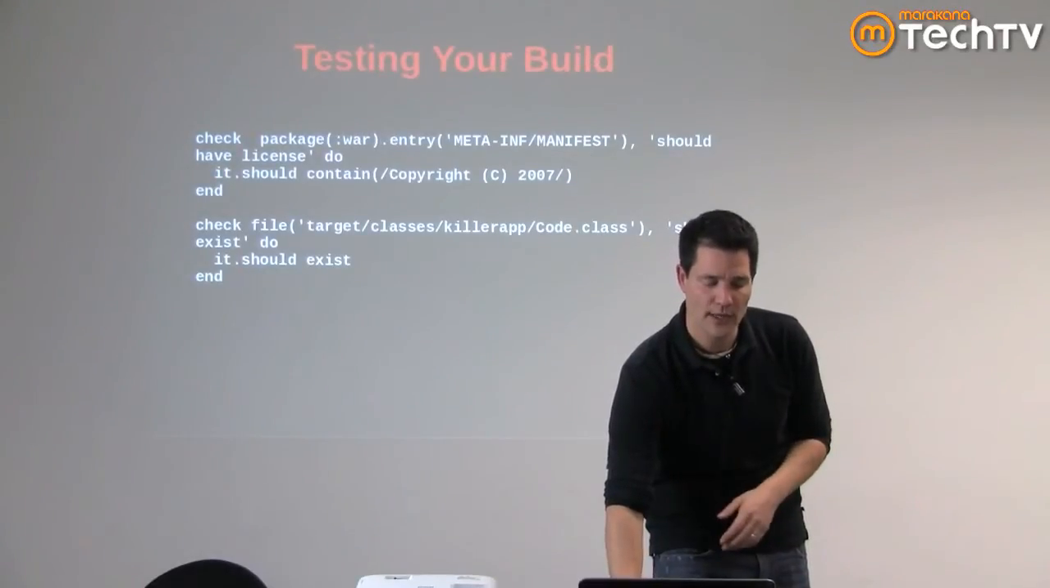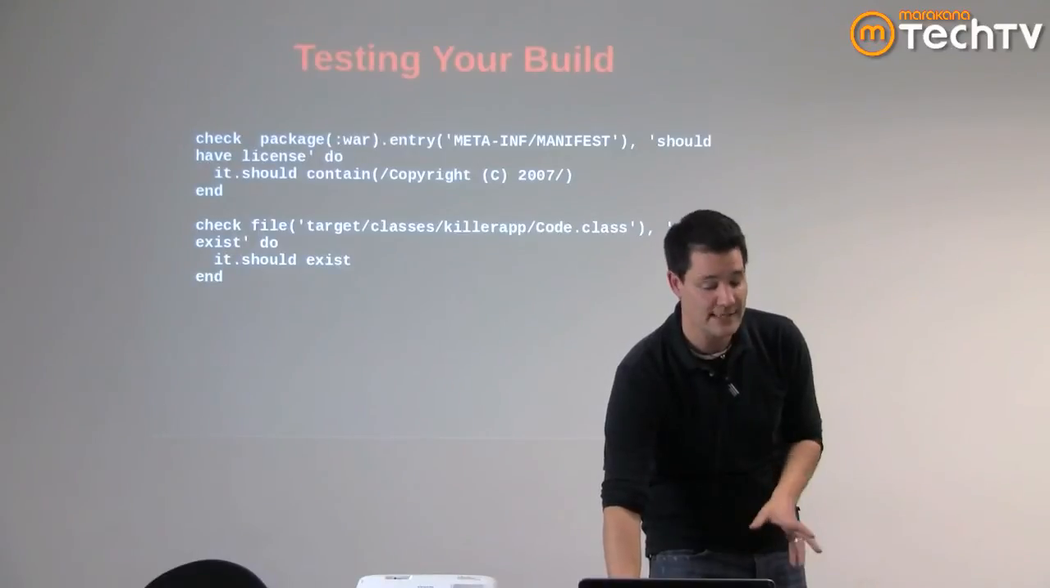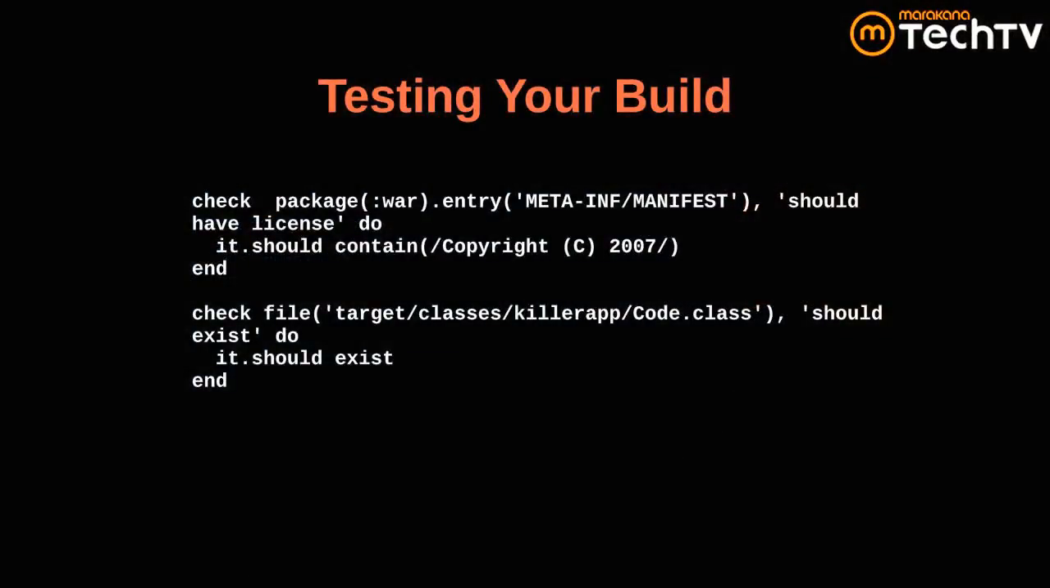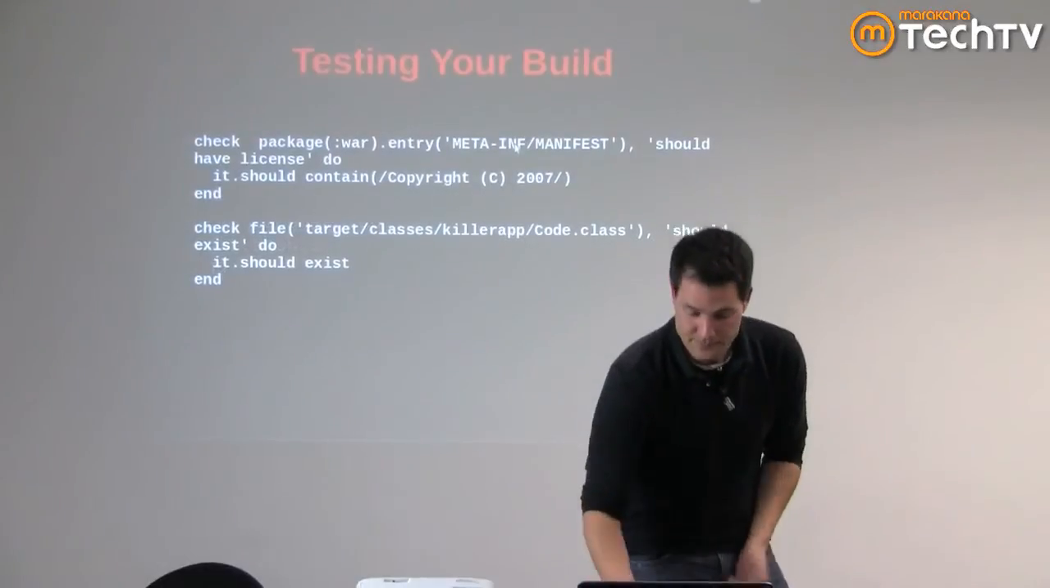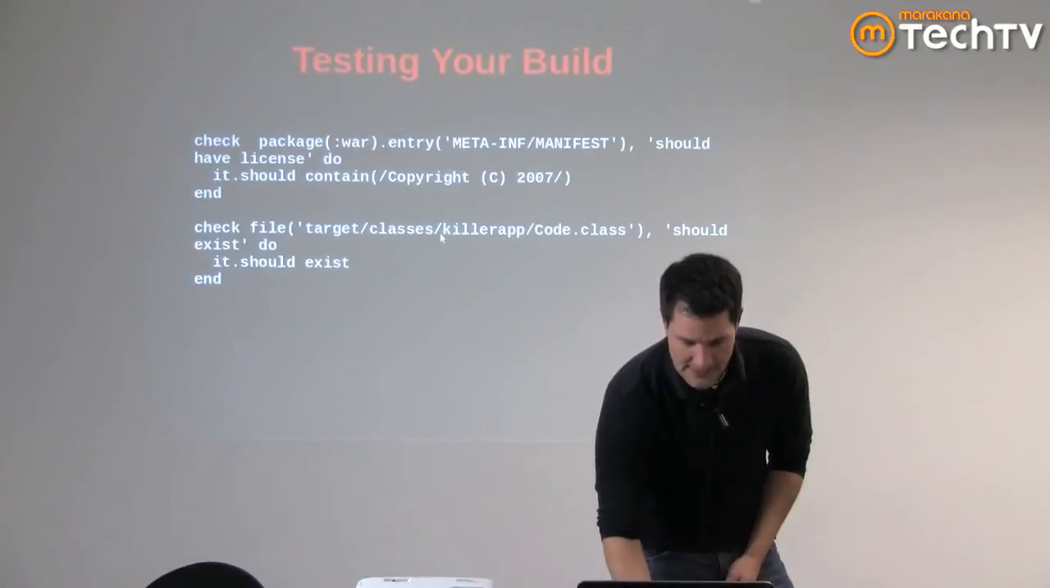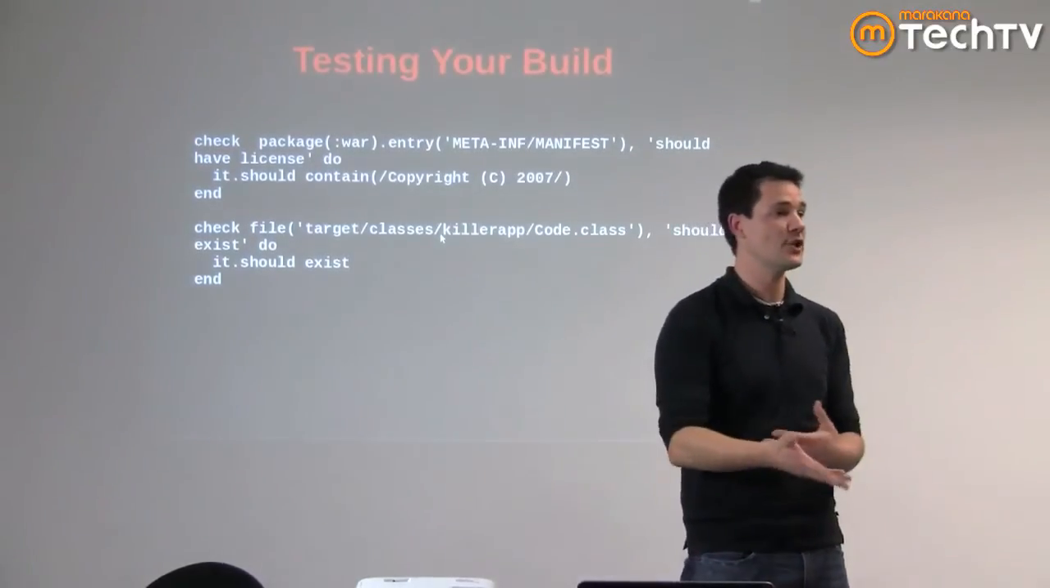I also wanted to show our support for tests inside the build. We integrate with a Ruby gem called RSpec. RSpec is a specification-oriented testing framework where you can declaratively write your tests. You can say, whenever I'm releasing, check that the package I'm releasing has a manifest in it, making sure that the license is inside the manifest, making sure that a specific class is inside of a jar.